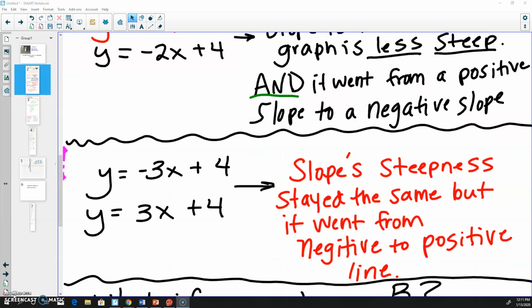So this next one is y equals negative 3x plus 4, and we changed the slope to positive 3. The only thing it changed. It's going to be the exact same line, but one line is going to be facing to the left, and one line is going to be facing to the right. A negative line and a positive line. Their slopes have the exact same absolute value. Both of them have a slope of 3. One's just negative, one's just positive.